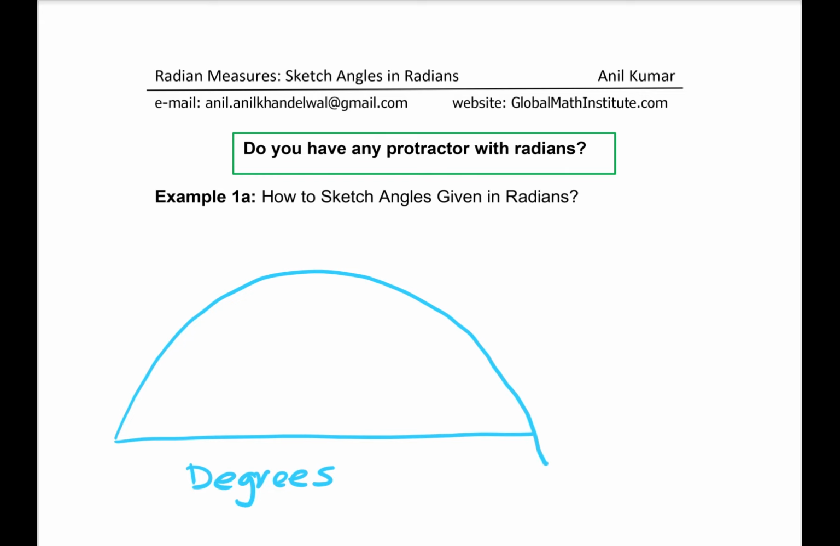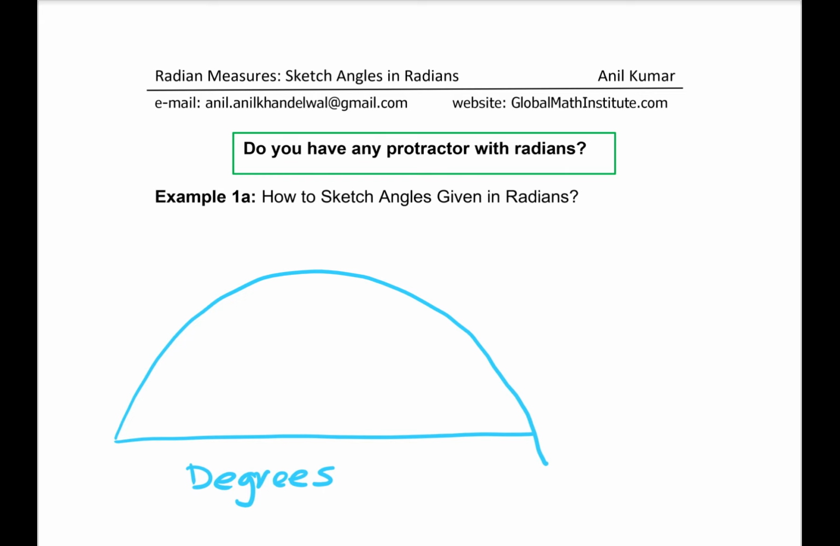Now the question is, if we have a protractor given in degrees, how do we sketch angles in radians? That is what we'll discuss in this particular video. I'll take a few examples, and once we have gone through these examples, we'll take a practice test question.